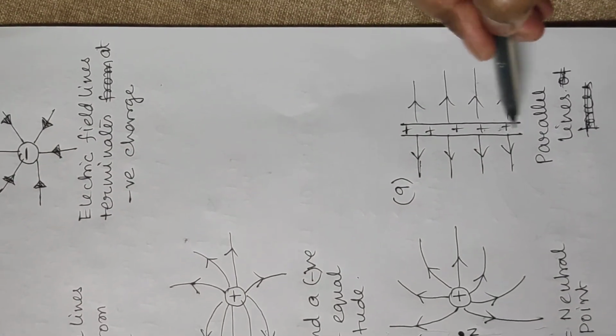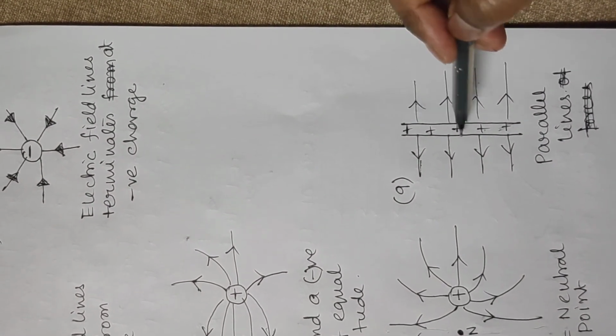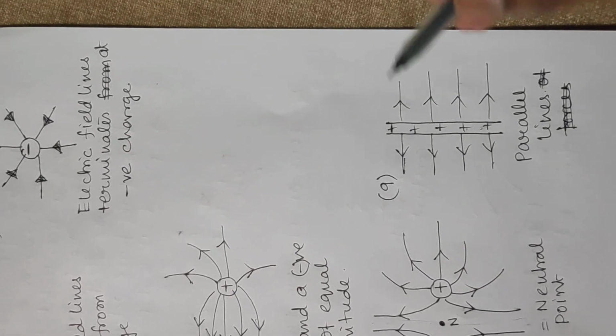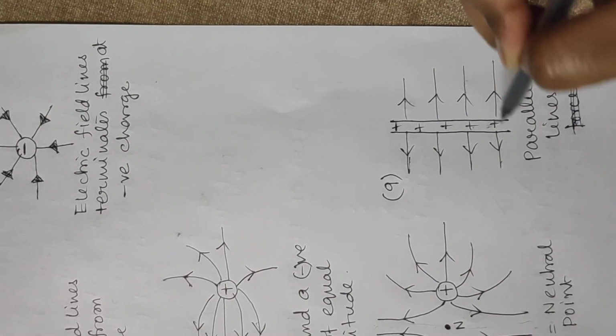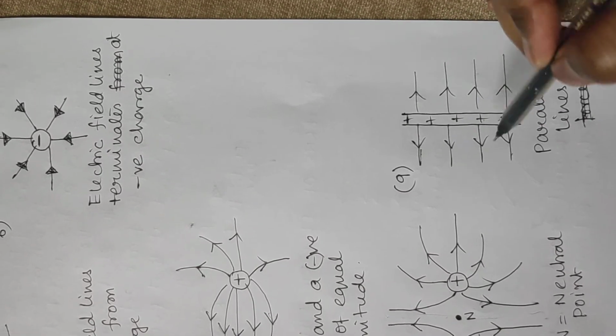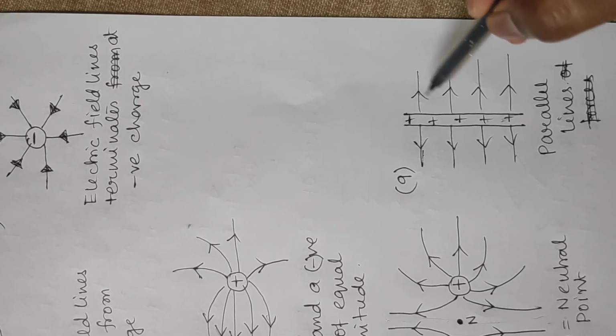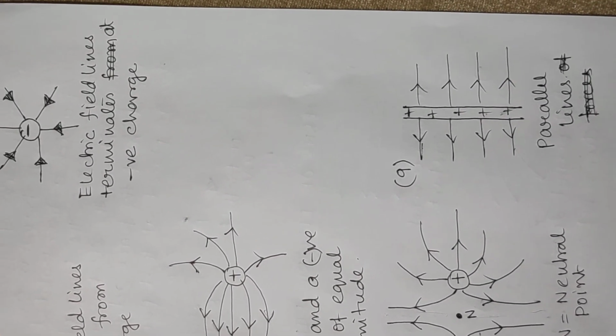Now suppose we have a line charge, a line on which we have given a positive charge. What happens? We get parallel electric field lines moving away from the line. Since these are positive charges, the direction of the arrows will be away from the line.